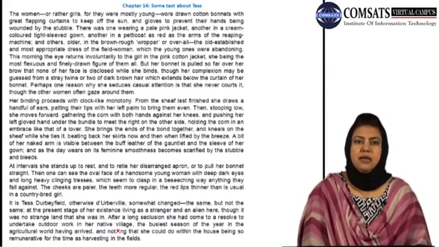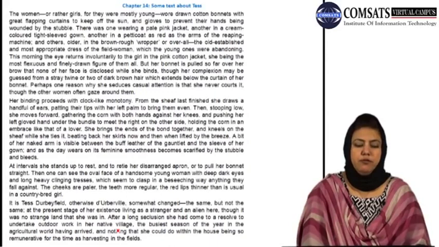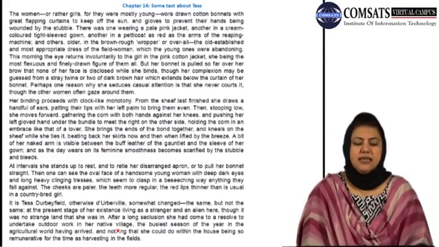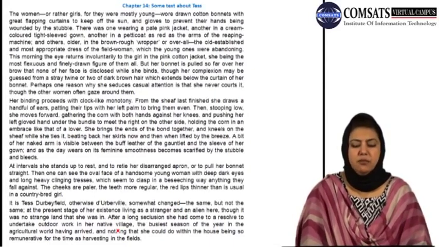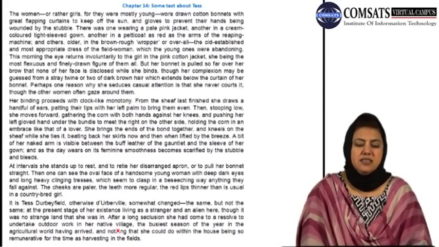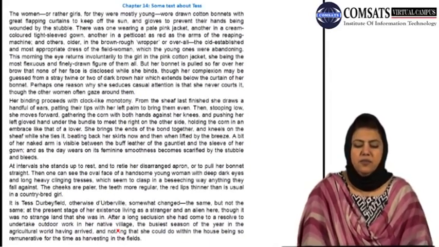So Hardy paints the complete portrait of Tess here for us. "It is Tess Durbeyfield, otherwise d'Urberville, somewhat changed, the same, but not the same. At the present stage of her existence, living as a stranger and an alien here, though it was no strange land that she was in.